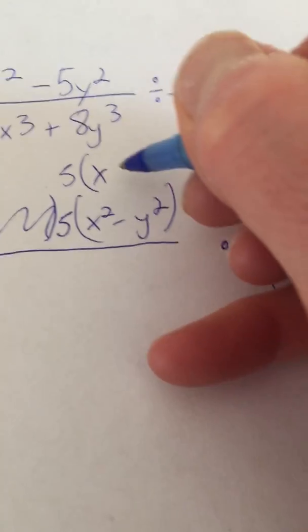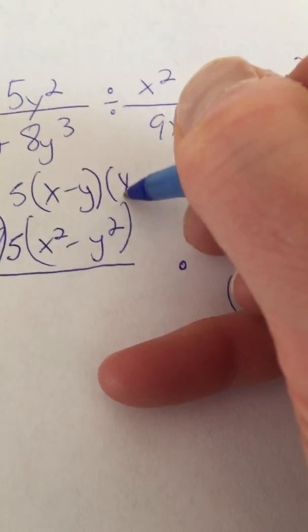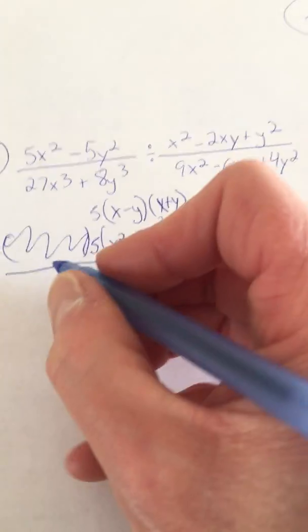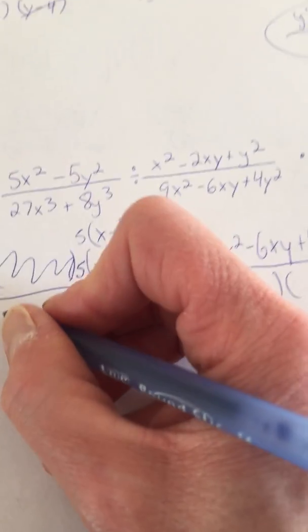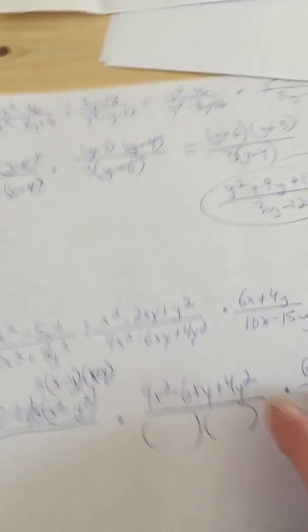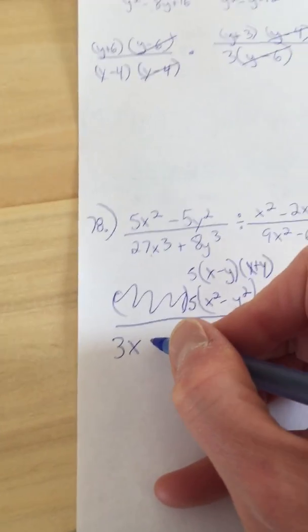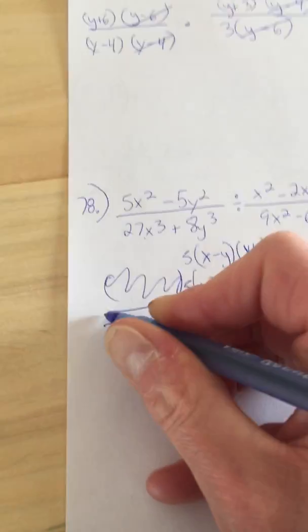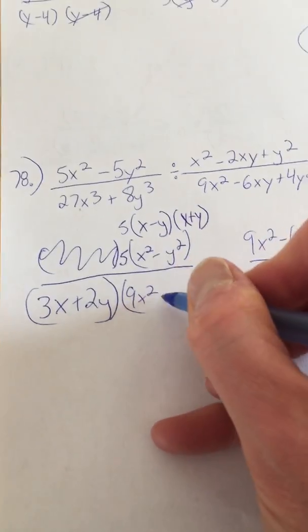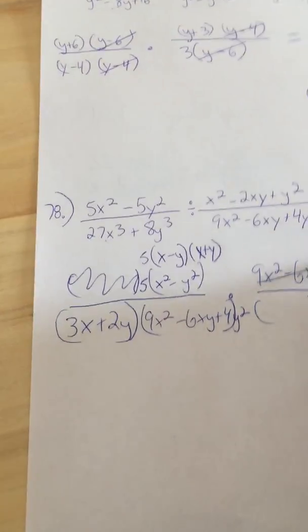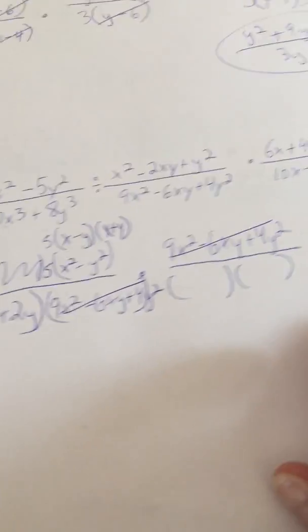5 times x minus y, x plus y, that's an x. And then on the bottom, I'm going to have the sum of squares is what I can see right there. And so for the sum of squares, I'm going to end up with 3x is what I'm going to put, or 3x plus 2y, so that's a plus b. And then you have this 9x squared minus 6xy plus 4y to the second up top. So these guys are going to cross out, which is nice.